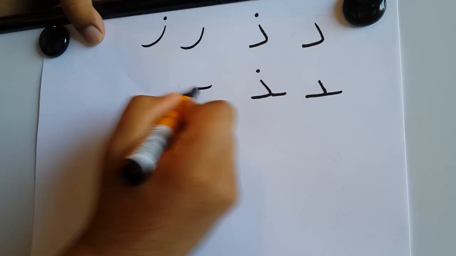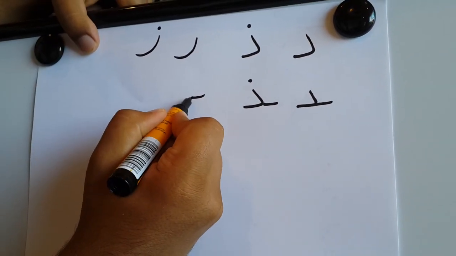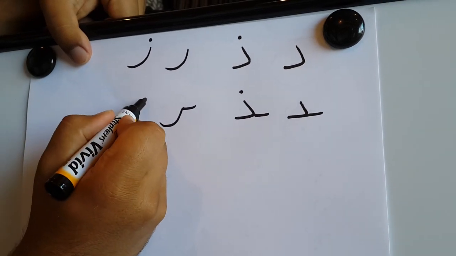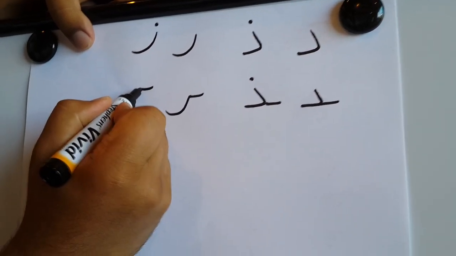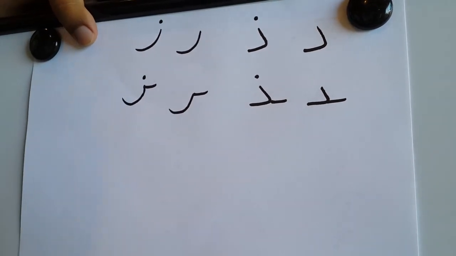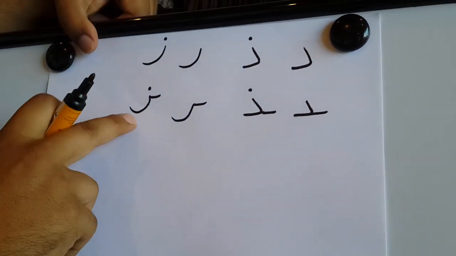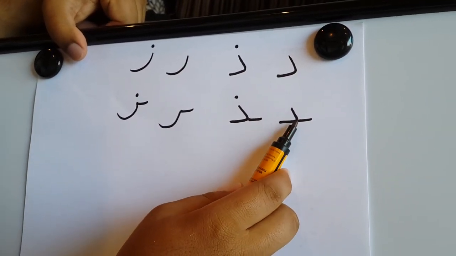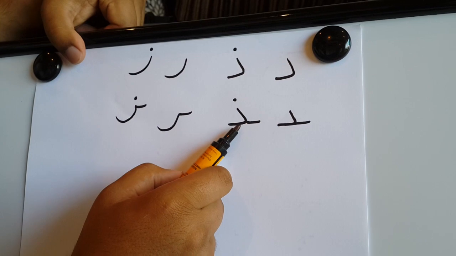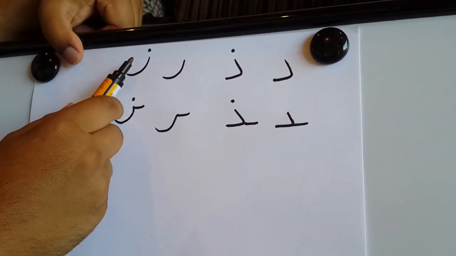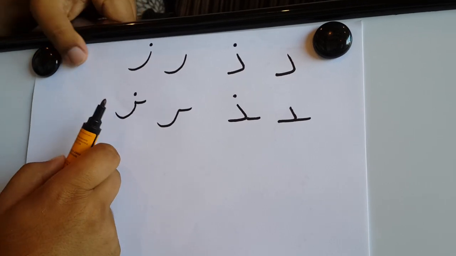We start with a little line, and then Ra, and then for Zai, the same, little line, and then we go with Ra, Zai, Za. So Dal, Da, Ra, Zai, Za.